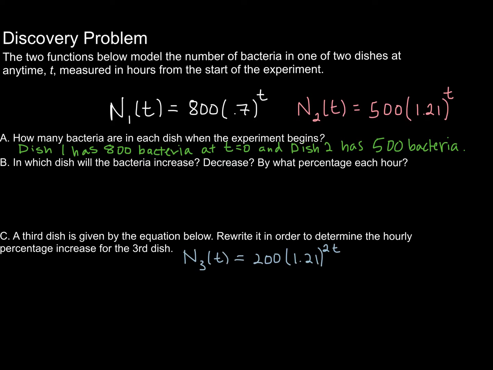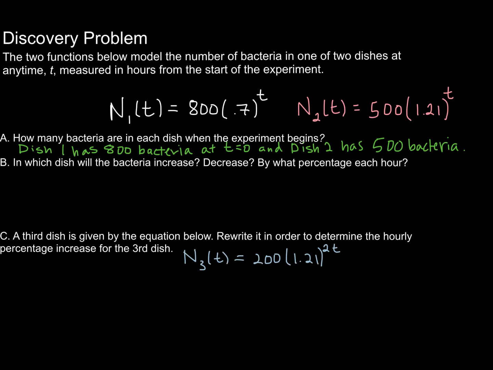All right, let's start with part A here. This is pretty simple. The experiment begins when t is equal to 0. And so dish 1 is going to have 800 bacteria. Setting t equal to 0, this becomes 1. 800 times 1 is 800. And then setting t equal to 0 here, I'd have 500 times 1, which is 500 bacteria.